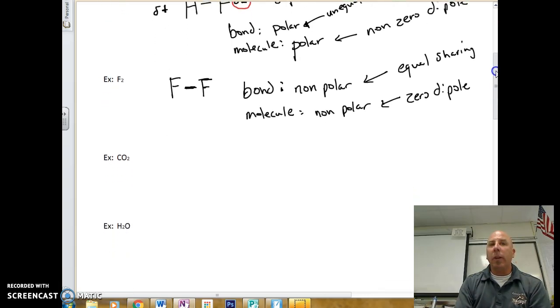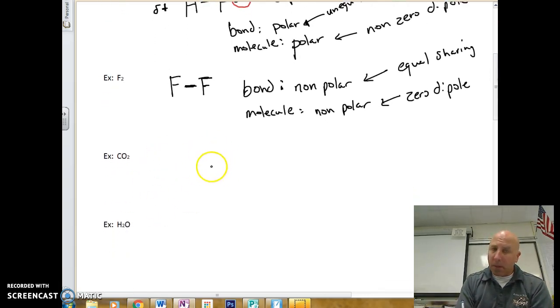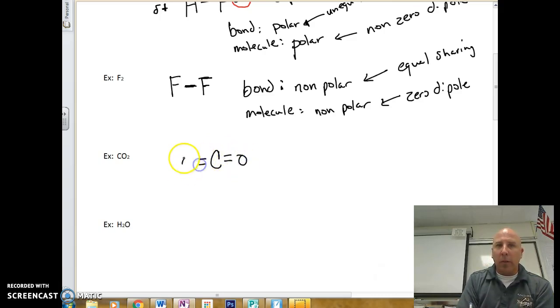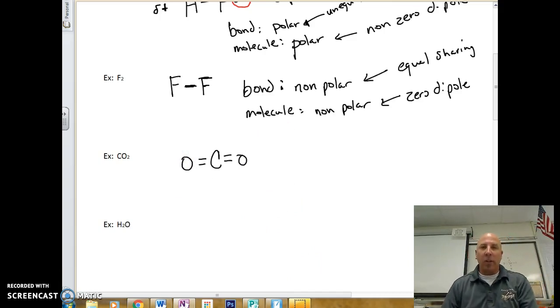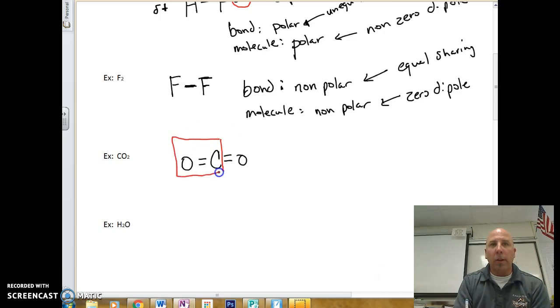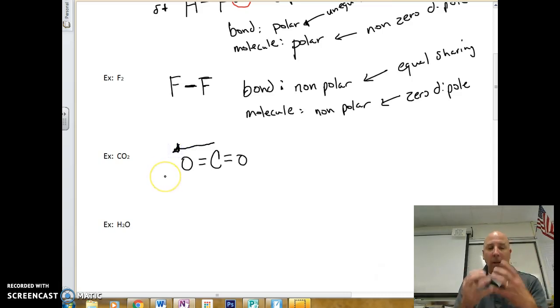Let's look at an interesting case that comes with carbon dioxide now. The Lewis structure of carbon dioxide is going to look like this, again ignoring the unshared pairs of electrons, two pairs on each oxygen. Let's look at just this portion of the molecule here. We know by the positioning on the periodic table that oxygen is more electronegative than carbon. So what is going to happen? Oxygen is going to pull those electrons in this direction so that it has more electrons.